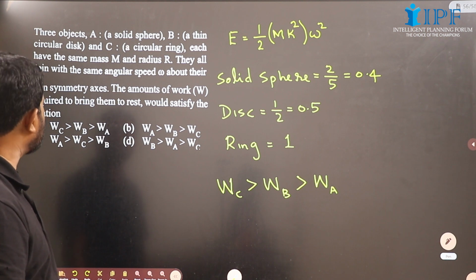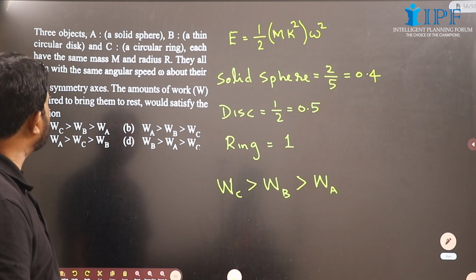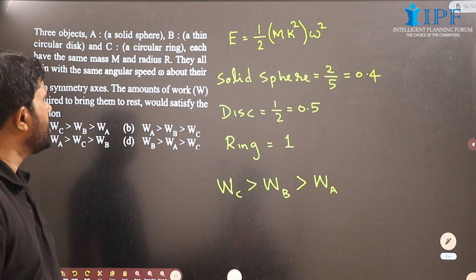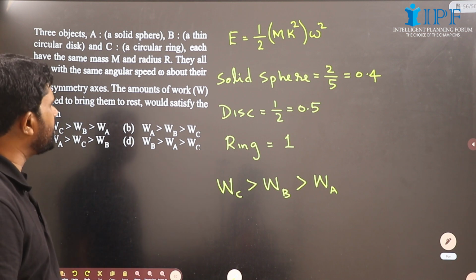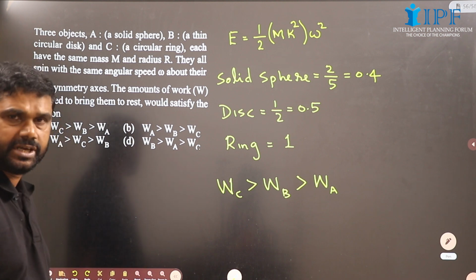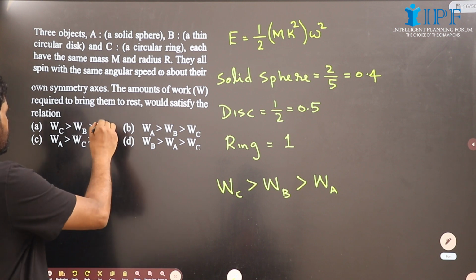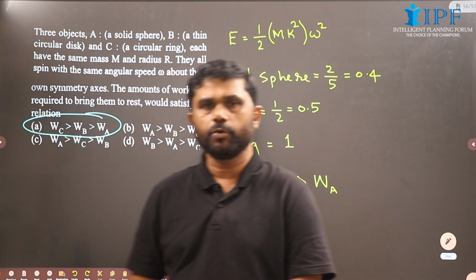A is the solid sphere, that will be the least. B is the thin circular disc that will come in between, and C maximum will be for the ring. So WC greater than WB greater than WA. Okay, this one.